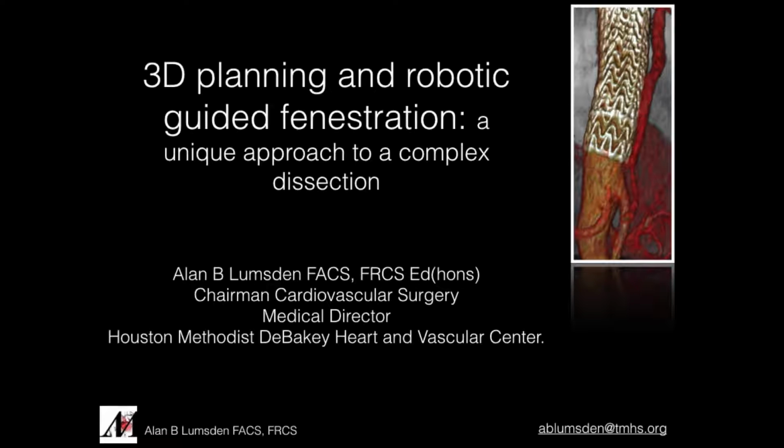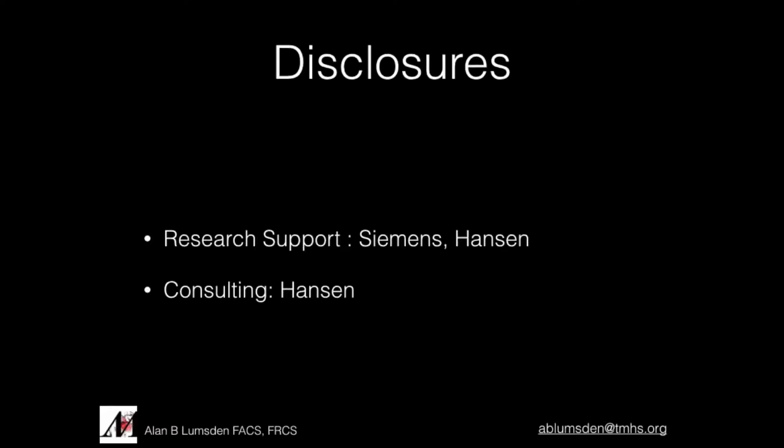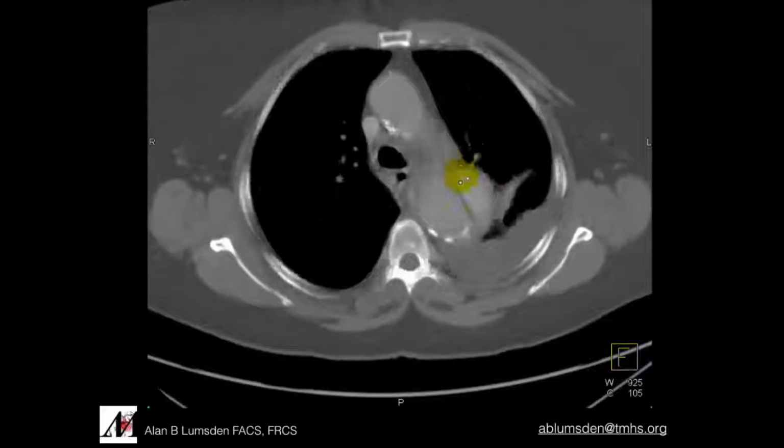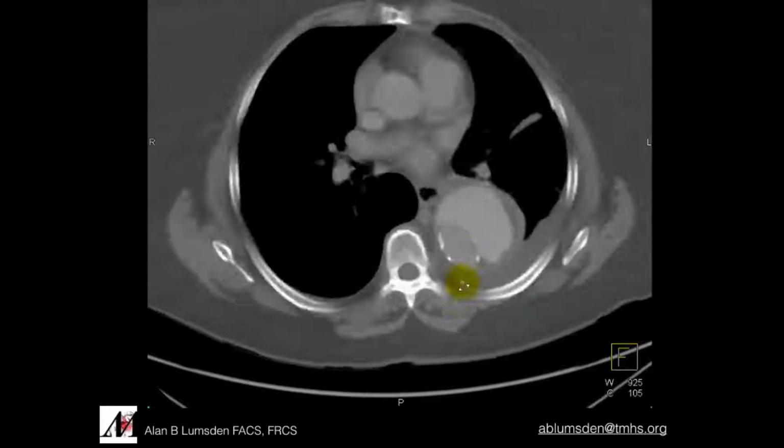In this presentation, we're going to demonstrate the use of 3D planning and robotic steering in order to access a fairly unusual type 2 endoleak in the type B dissection. Several principles will be demonstrated here. First of all is the importance of evaluating endoleak geometry using multiplanar reconstruction and geographic evaluation of the flow patterns, and the use of CTA to fluoro-CT fusion, which allows us to create a guidance system for the robot to deliver a septal perforating needle. This patient initially presented with the type B dissection.